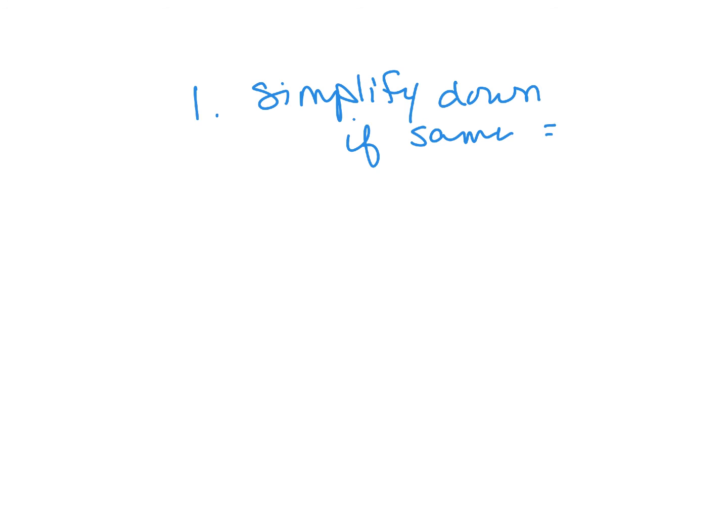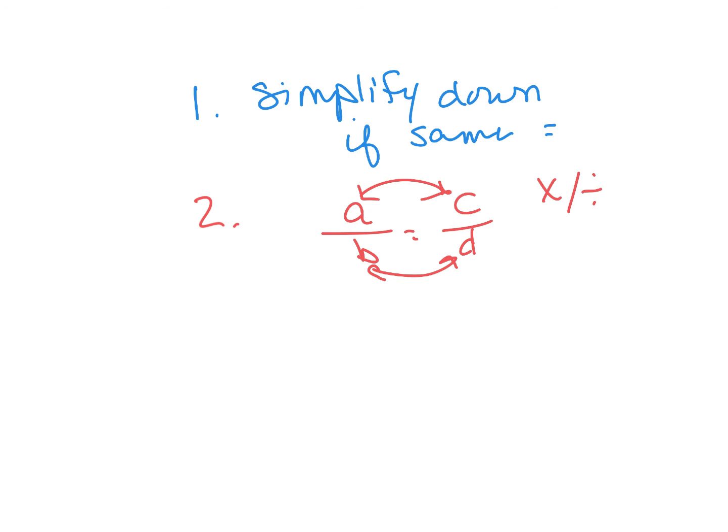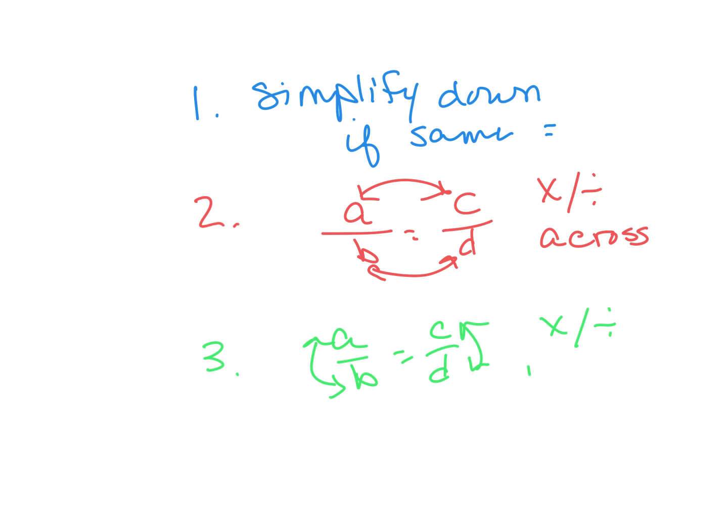The second way is going across. A/B equals C/D. We'll just use an example. I can go left and right, and I'm going to multiply or divide across. The last way is, again, A/B equals C/D, just a simple ratio here. We could go up or down. And again, you're multiplying or dividing up and down, one way or the other. And if it works, then we know we have equivalent fractions.